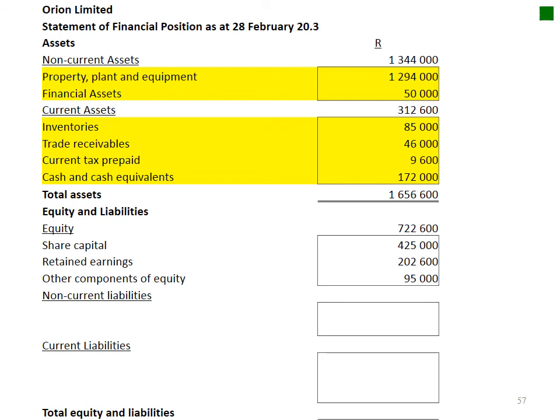So we have got property, plant and equipment. Don't be scared by the word financial assets. Because this is a company, we're going to have to use that word, but you're going to see this merely as a fixed deposit, which we're going to call a financial asset. So if it's a company, you call it a financial asset, not a fixed deposit. We also have inventories, trade receivables. Remember, we have a current tax prepaid. We'll show that separately as a prepaid expense. And we have cash and cash equivalents. Remember, the order of what you see under current assets is also important.